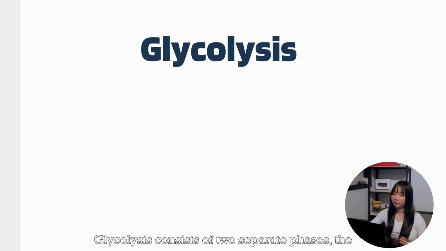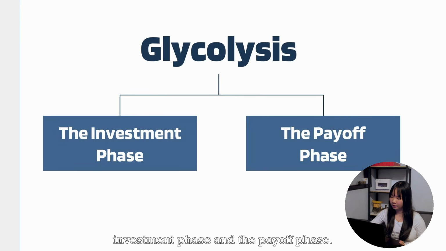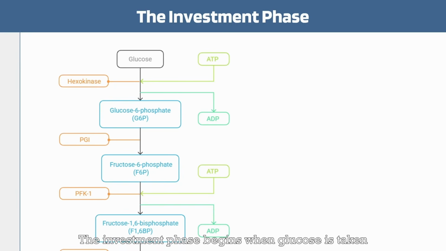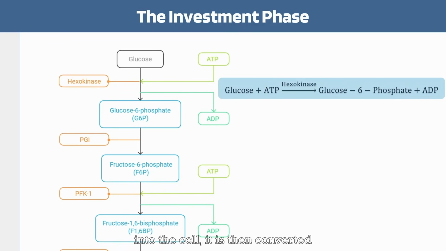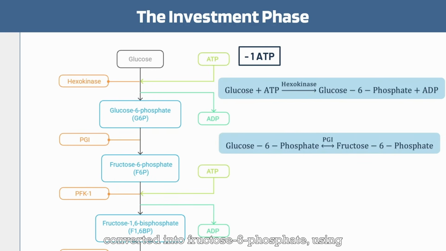Glycolysis consists of two separate phases, the investment phase and the payoff phase. The investment phase begins when glucose is taken into the cell. It is then converted by an enzyme called hexokinase into glucose 6-phosphate using a molecule of ATP in the process. After that, glucose 6-phosphate is further converted into fructose 6-phosphate using an enzyme called phosphoglucose isomerase.